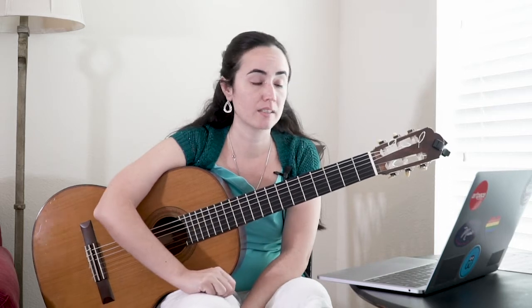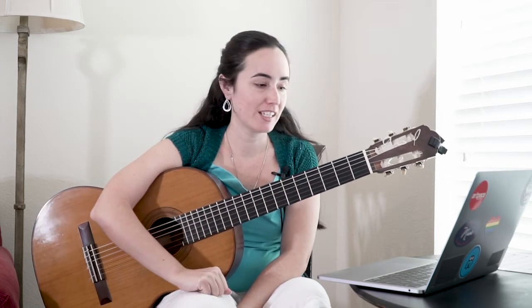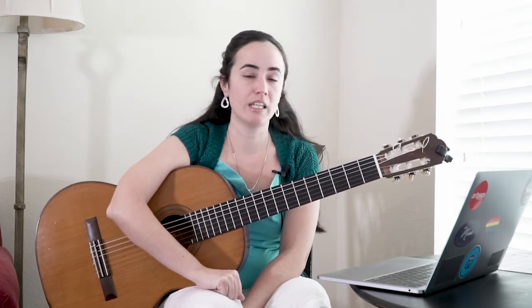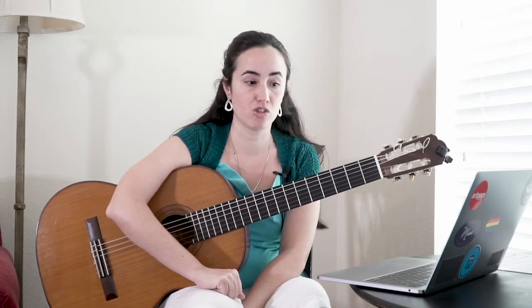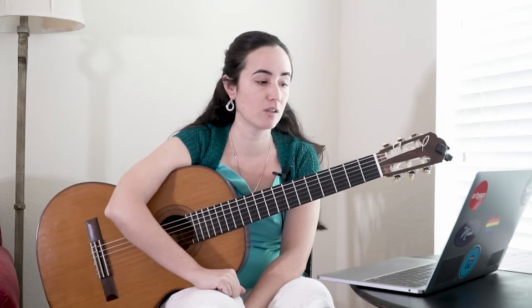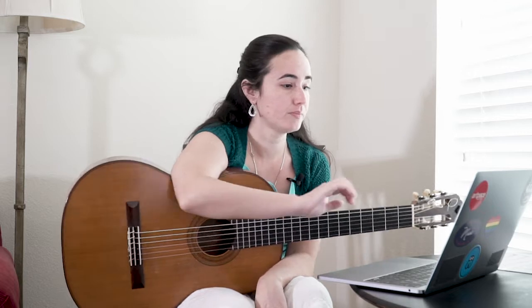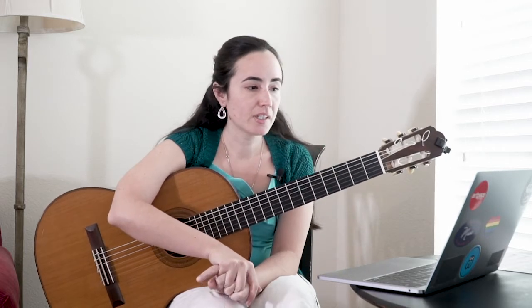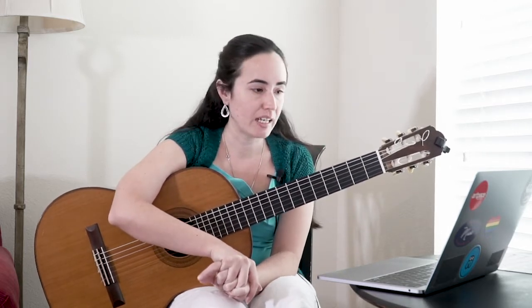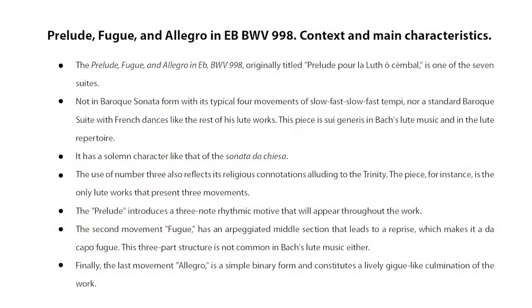Johann Sebastian Bach came onto the scene and played an important role in the late blossoming of the instrument with these 7 works for lute. The Prelude, Fugue, and Allegro in E flat major, BWV 1998, originally titled Prelude pour la lute or cembalo, is one of these 7 suites.